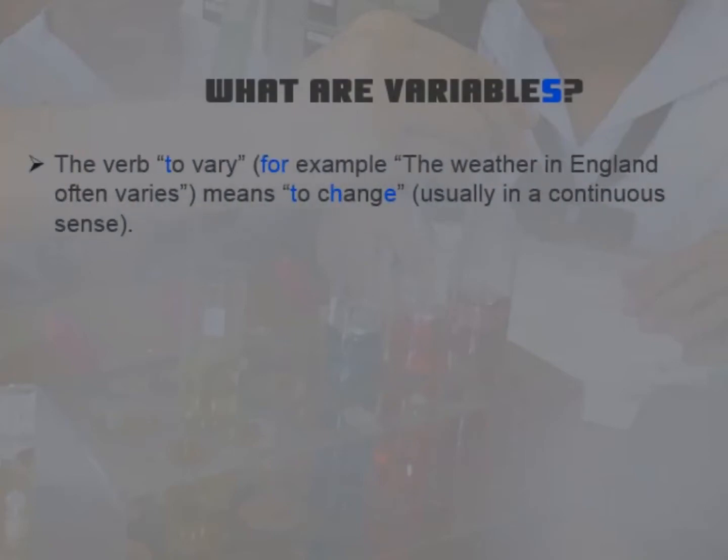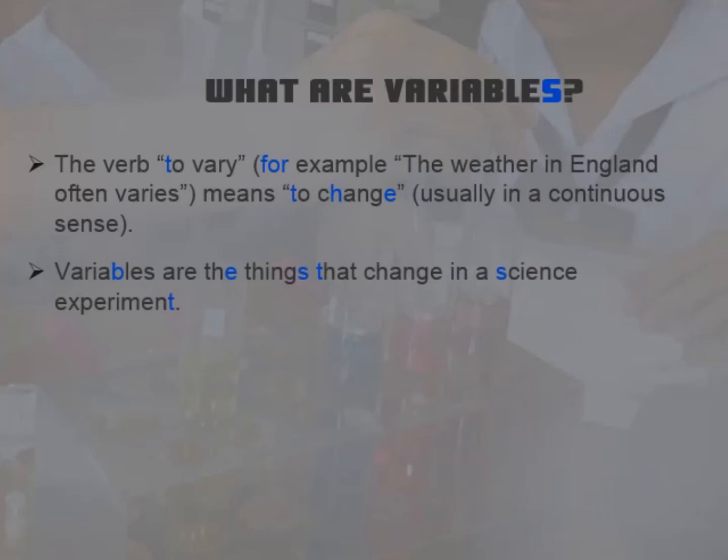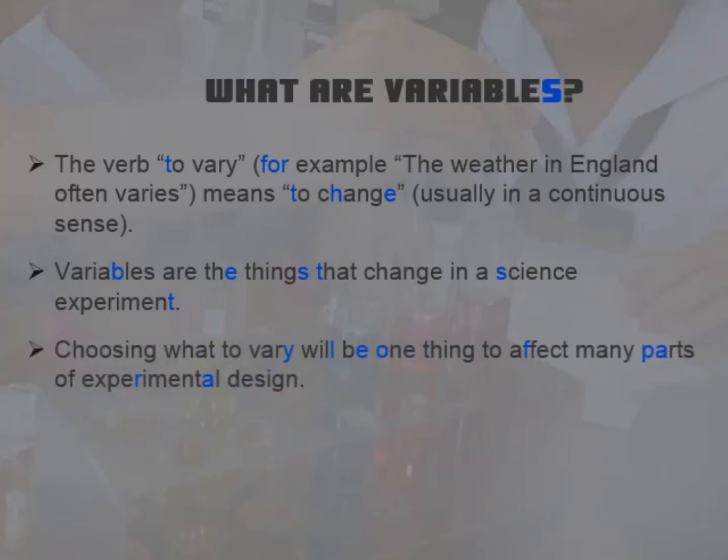The verb to vary means to change, usually in a continuous way, something that changes slowly over time, or quickly over time, but over time at least. Variables are things that change in a science experiment, and there are different things that can change, and they can change in different ways. Choosing what to vary will be one of the most important parts of your experimental design.